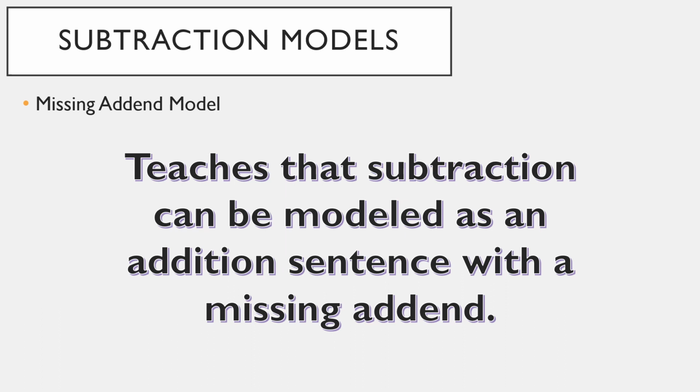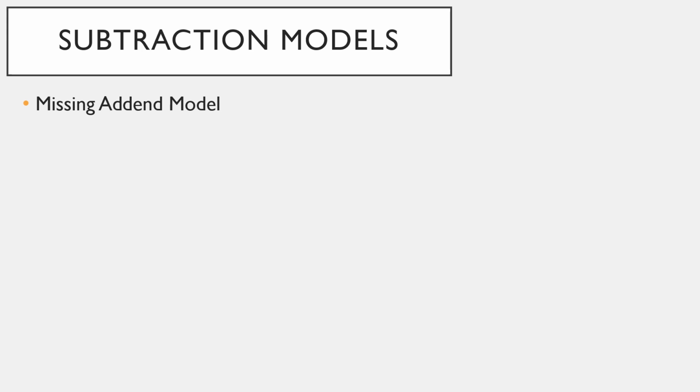All right, so the missing addend model teaches that subtraction can be modeled as an addition sentence with a missing addend. If you remember, an addend is just a piece of our sum, so if you had something like 2 plus 4, 2 and 4 are called our addends. So you're taking a subtraction problem and restructuring it as an addition sentence with a missing addend. For the missing addend model, you might have a problem like this. Maybe you're trying to do 8 minus 3.